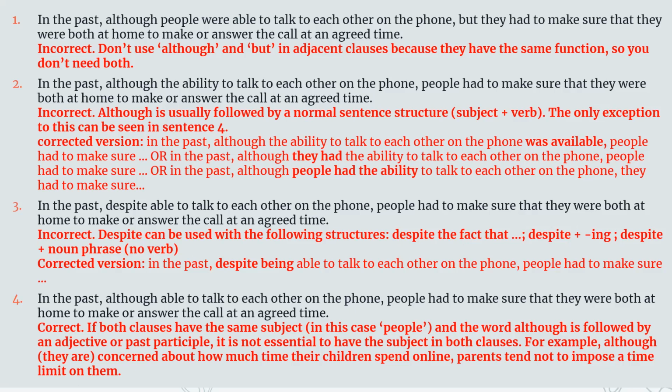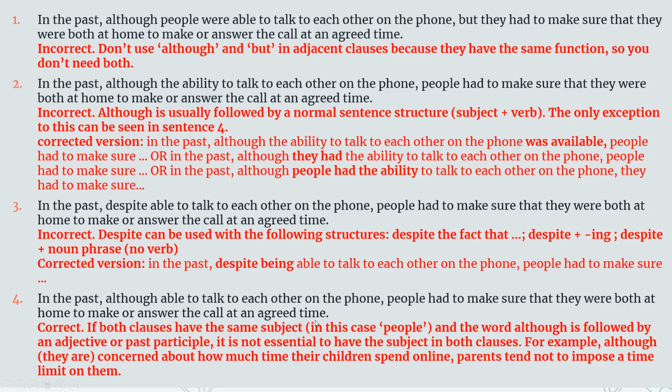4, in the past, although able to talk to each other on the phone, people had to make sure that they were both at home to make or answer the call at an agreed time. This is correct if both clauses have the same subject. In this case, people, because the subject is the same for both clauses, and the word although is followed by an adjective or past participle. It's not essential to have the subject in both clauses.